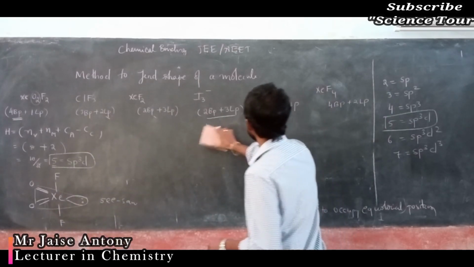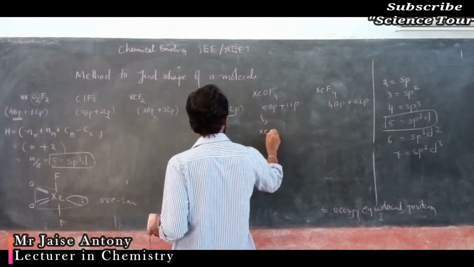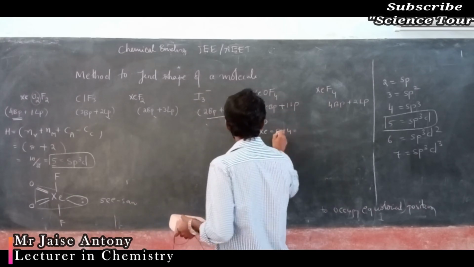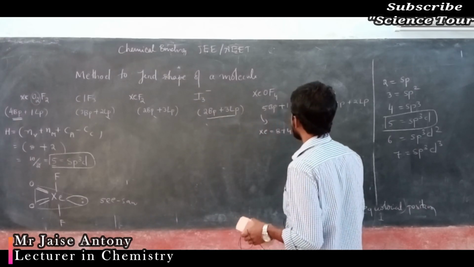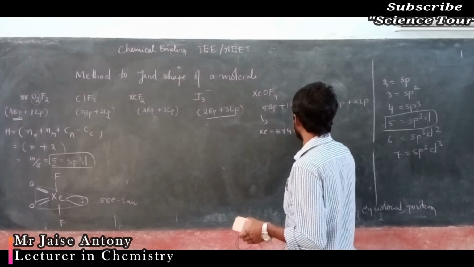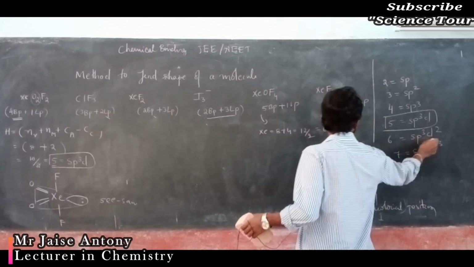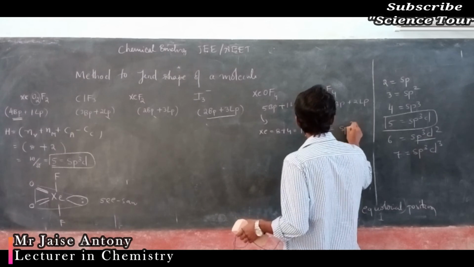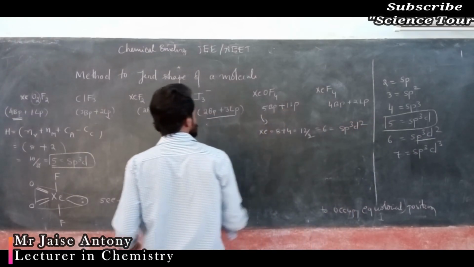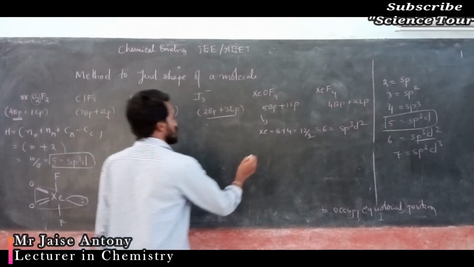Next is, my dear students, xenon oxyfluoride. This one, xenon has 8 electrons plus 4, 12 divided by 2 is 6, means sp3d2, my dear students. sp3d2 means which geometry? One lone pair is there in this one. sp3d2 means octahedral geometry, my dear students.